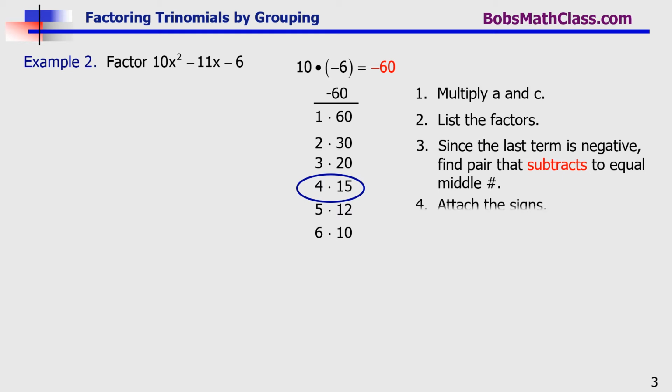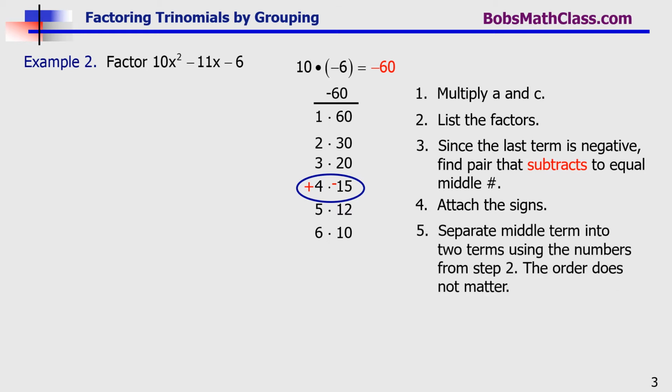Now we're going to figure out our signs. We want to get a -11, so that means the 15 has to be negative and the 4 has to be positive. Okay, now we'll separate the negative 11x into two terms. Bring down the 10x squared. Then it'll be plus 4x minus 15x minus 6.